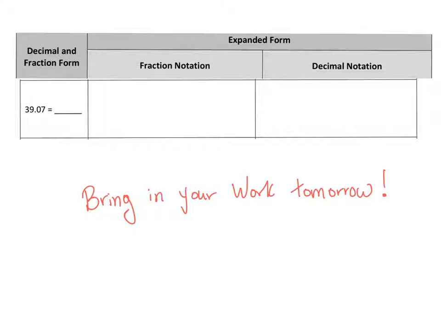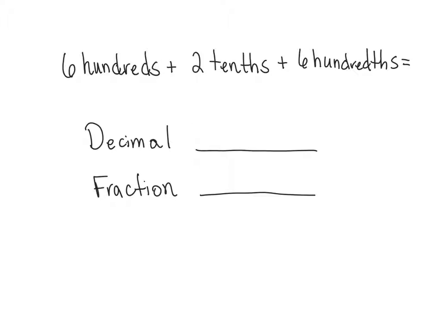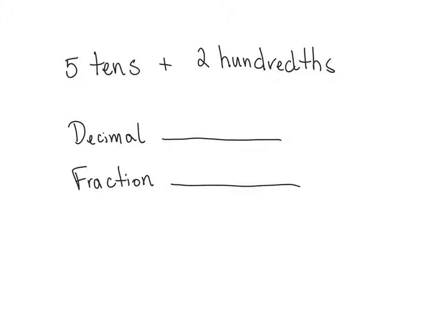All right, I want to see your fraction notation and your decimal notations tomorrow. Give me the fraction for 39.07. I don't want to actually say it because then I'd basically be giving you the answer. But I want to see all the notations tomorrow. Please give me the fraction for 39.07. Give me the decimal and the fraction for 6 hundredths plus 2 tenths plus 6 hundredths. Give me the decimal and the fraction for 5 tens plus 2 hundredths.